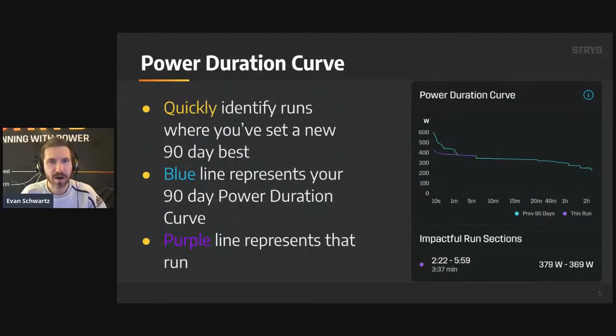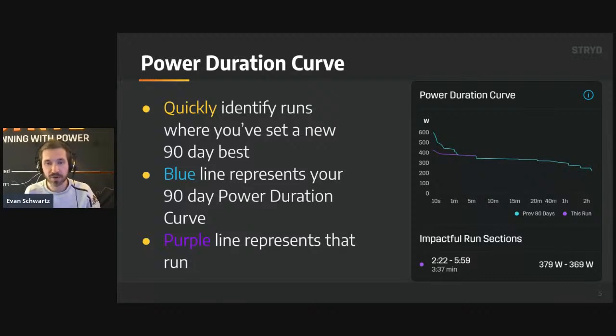Starting off here, the power duration curve. This will help you quickly identify runs where you've set a new 90-day best. The blue line represents your 90-day power duration curve, and the purple line represents that run that you clicked into. So we can see here that for this run, there was a new personal best over the last 90 days set from 2 minutes and 22 seconds all the way to 5 minutes and 59 seconds.